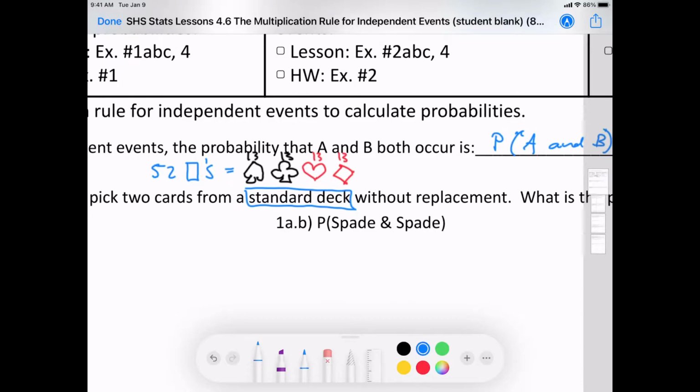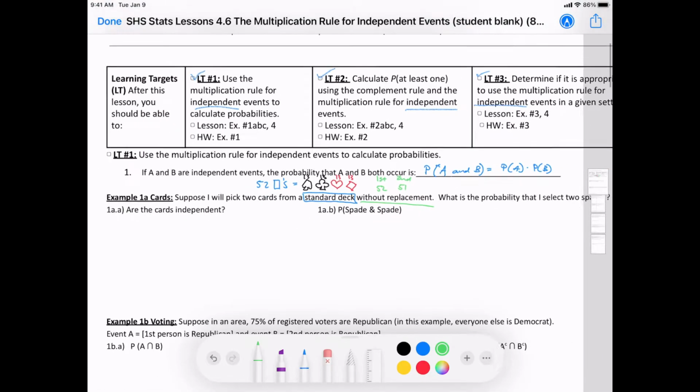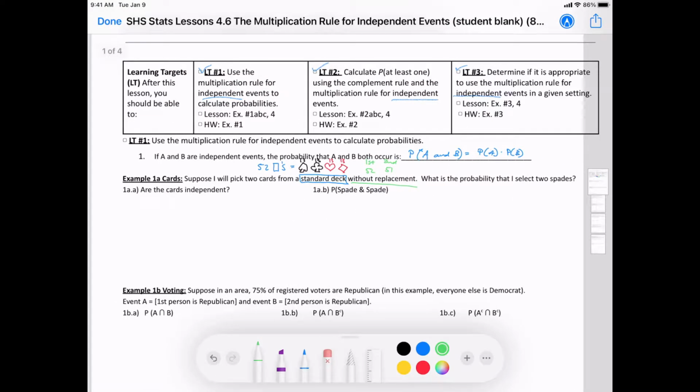So when it says without replacement, for the first card there are a total of 52 cards, but you pick 1 card out of the deck, and I call it the second card. You basically eat the card. You don't replace it. Your little brother was hungry. What is the probability that I select 2 spades?